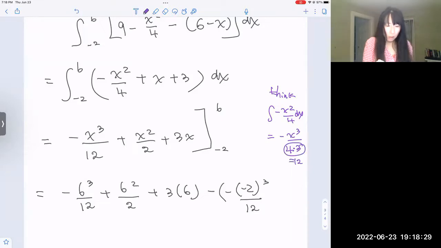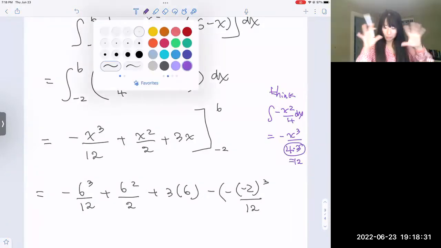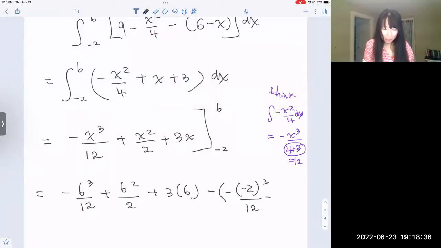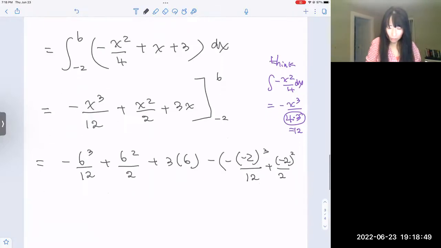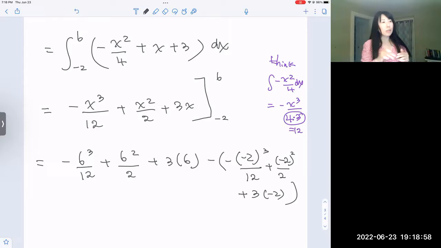Please check the negative signs. There are too many negative signs there. Plus negative 2 squared over 2, plus 3 times negative 2. Oh my God, so sorry. Plus 3 times negative 2. Okay. All right, so first term, what do you have?